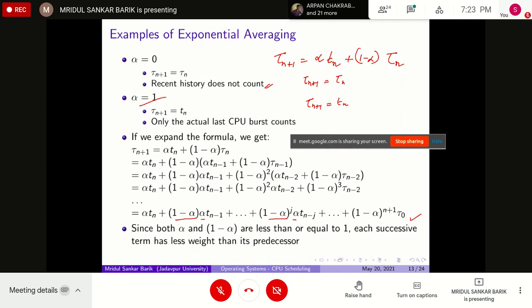So we are predicting the n plus 1th CPU burst in terms of the actual length of the nth CPU burst, the actual length of the n minus 1th CPU burst, and so on up to tau 0, the predicted first CPU burst. Okay, so this is one method which can be adopted by systems to implement shortest job first. This exponential averaging.